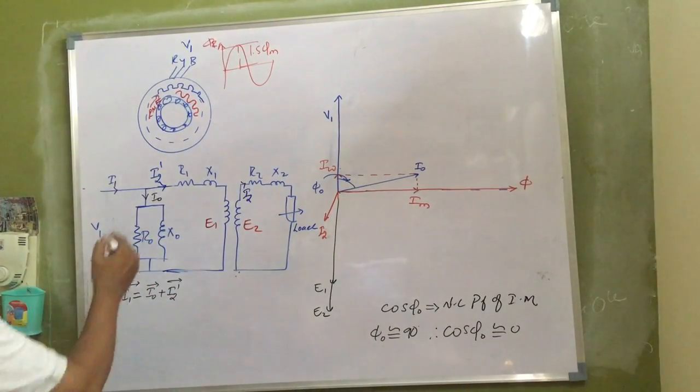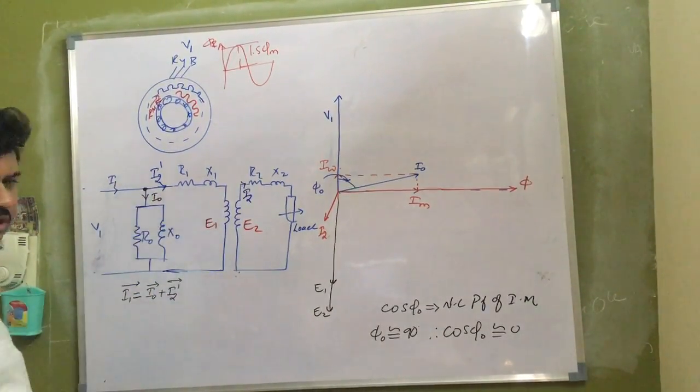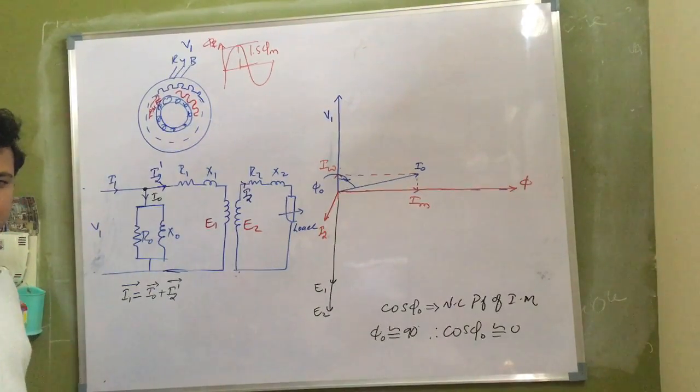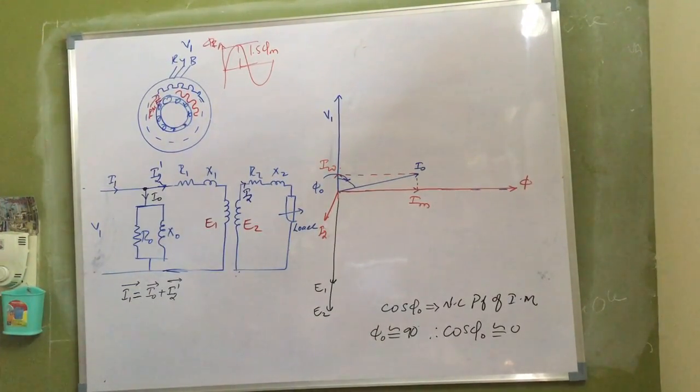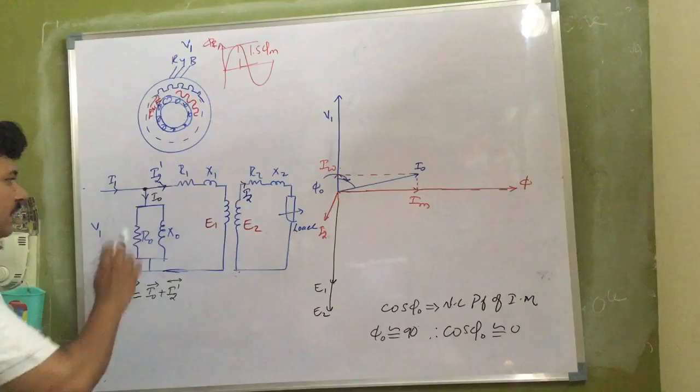Okay, see there is a node here. The no load circuit forms parallel to the supply. This is the equivalent circuit, hope you remember. So I1 equals I0 plus I2 dash. Now what is I2 dash? What will be the nature of I2 dash?